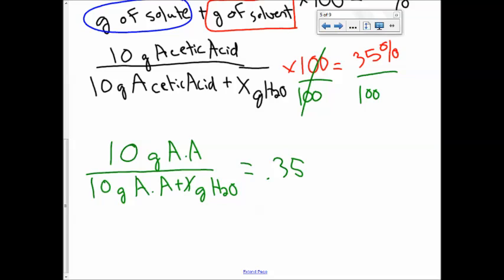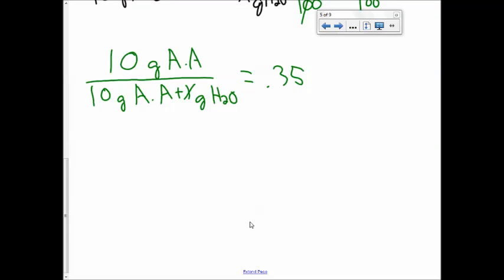Now is where it gets a little bit tougher, because we can't just multiply by 10 grams of AA, and we can't just cross these numbers out because we have addition here. So that's not following our proper rules of math.